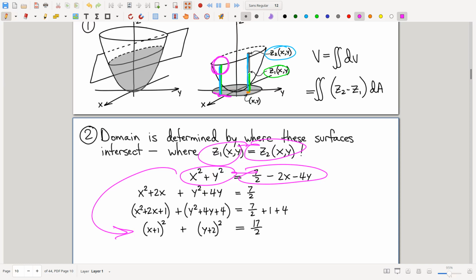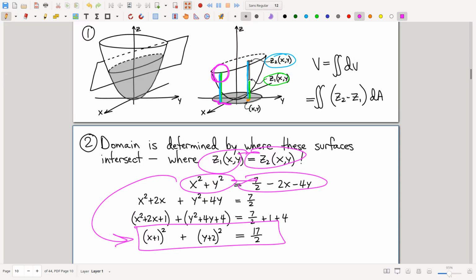And then we're done. We have the equation of the boundary of our domain. It's a circle, and now the slicing up of that domain just amounts to drawing a picture of that circle and playing the usual games. Everybody good? Okay.